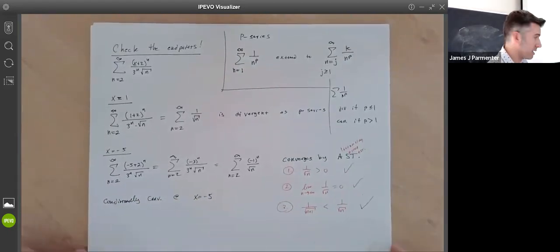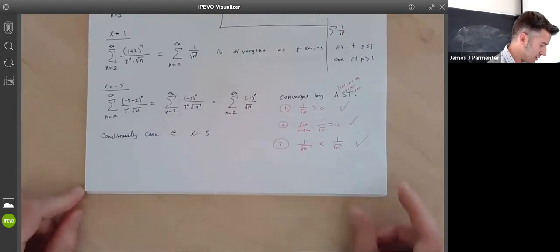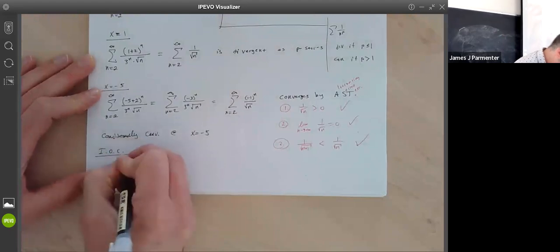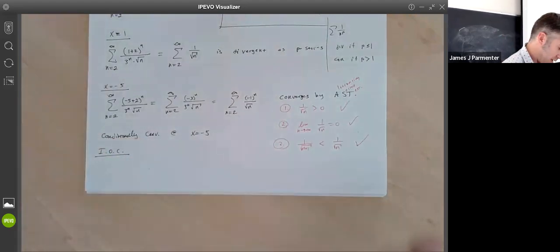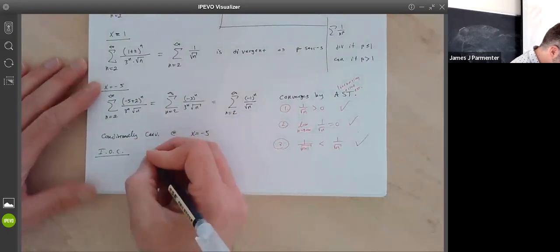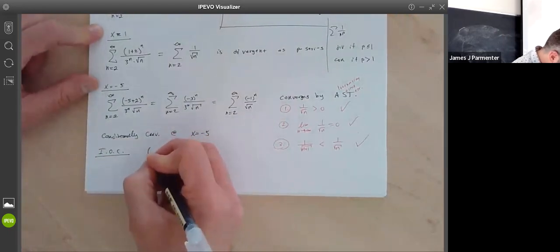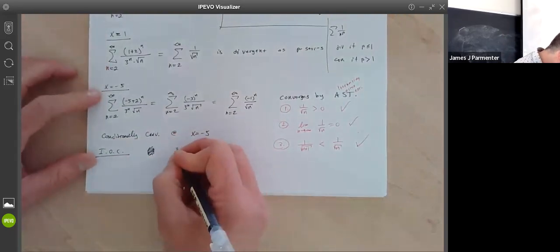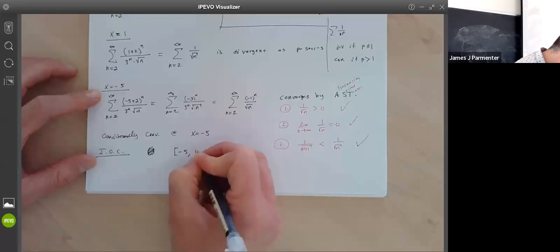So here are all the things that I would say about this series. The interval of convergence, which is the thing I care the most about, because to me that's the most interesting thing, is going to be from inclusive of -5 to exclusive of 1. Sorry, 1 is the right endpoint.